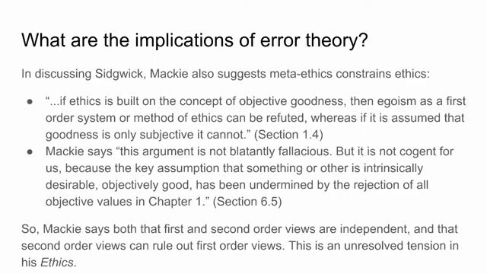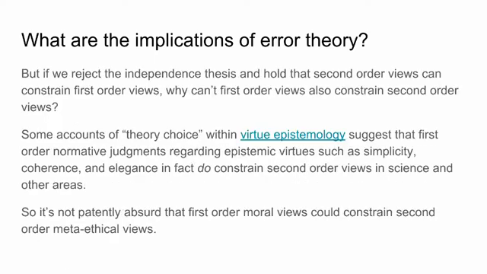So basically this is all to say that Mackie says two things that are totally in tension. He says that first and second-order views are independent of one another, that his error theory doesn't affect ethics. But he also says that second-order views can rule out certain first-order views, or that second-order views can impact first-order debates. So this is an unresolved tension in Mackie's ethics. And this raises kind of a further problem.